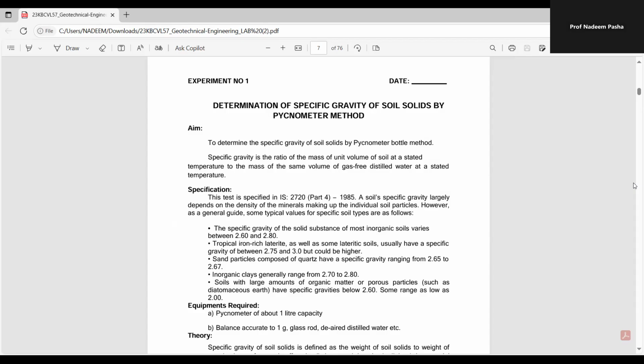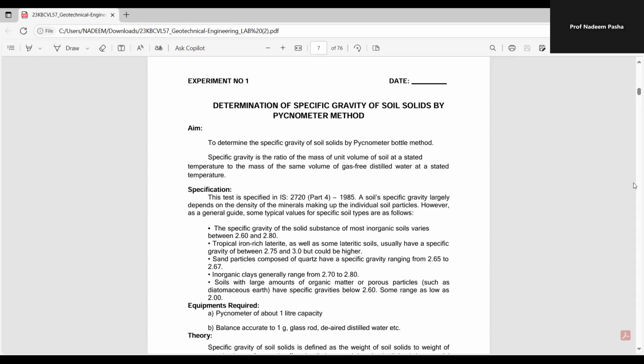A soil's specific gravity largely depends on the density of the minerals making up the individual soil particles. However, as a general guide, some typical values for specific soil types are as follows. The specific gravity of the solid substance of most inorganic soils varies from 2.6 to 2.8.